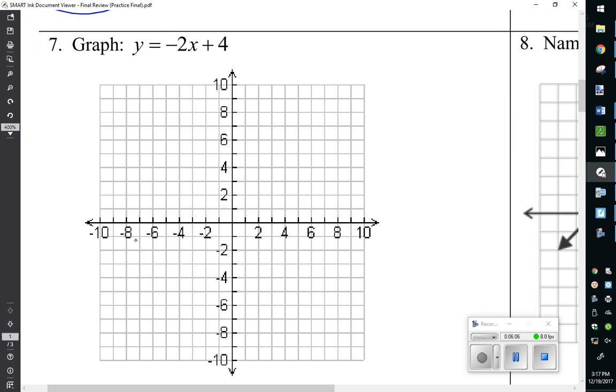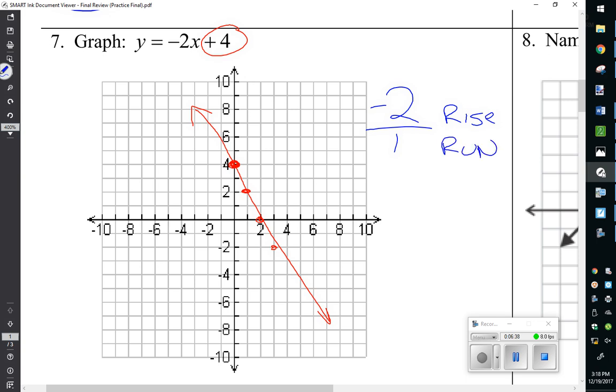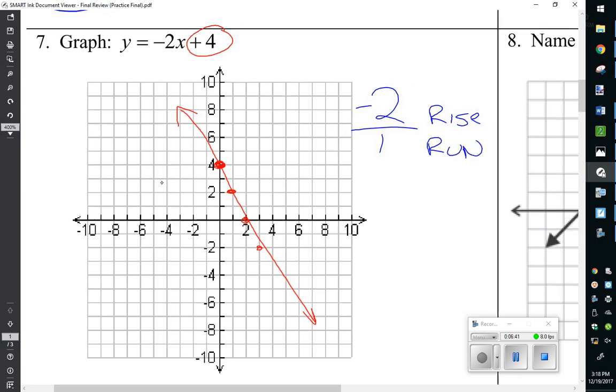Next one, graph negative 2x plus 4. It is a line. This right here is your y-intercept. So I'm going to start here at positive 4. The negative 2 is my slope, so I'm going down 2, right 1, down 2, right 1, down 2, right 1. And then I'm going to graph my line. It is a straight line. I'm going to try to do the best I can up here. Yeah, that was kind of ugly, but you get the idea. It's a negative slope, so I better go down 2 over 1. It's rise over run, negative 2 rise, and a 1 run, and we always run to the right. The plus 4 is my y-intercept.